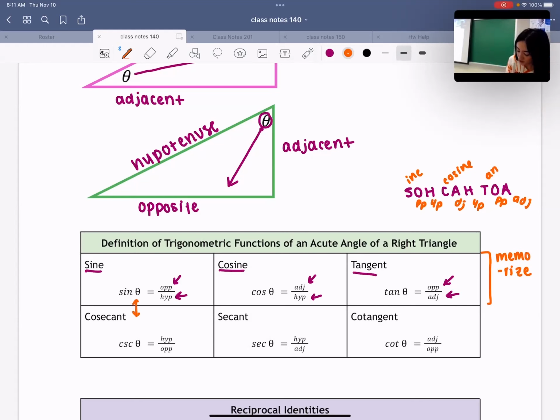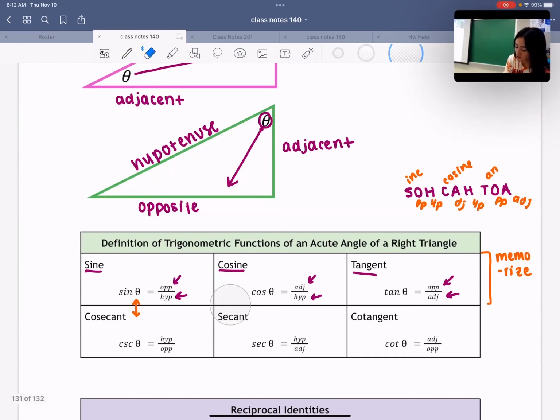Sine and cosecant, or CSC, has a relationship. Does anyone see how these 2 are related? Kind of like the inverse, right? You flip the numerator and denominator, right? So the sine is the opposite over the hypotenuse. The cosecant is just hypotenuse over opposite. So we flipped it over, okay? So you don't really have to memorize that cosecant is hypotenuse over opposite. You just have to know that cosecant is the flip of sine, okay? So you just flip the numerator and denominator.